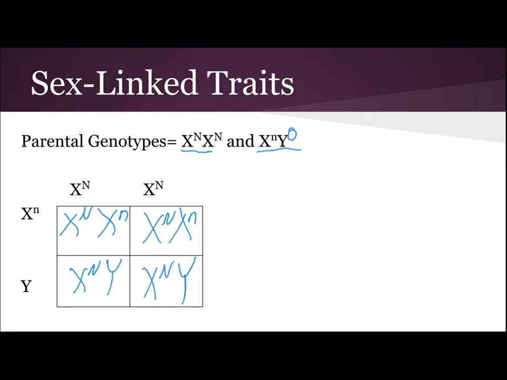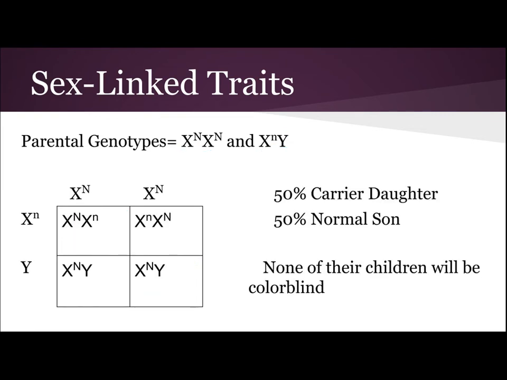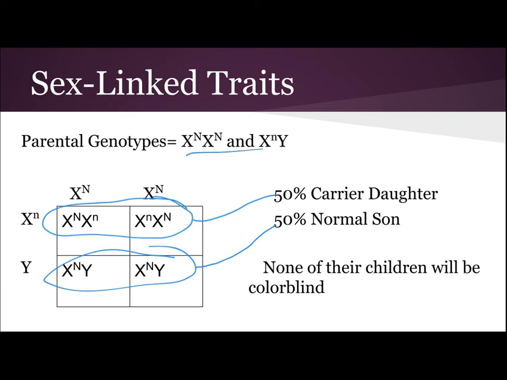And we get this. So going through these, we see that these are the females and these are the males. So we have 50% daughter who is a carrier, but she's not colorblind. And then we have 50% a son who has totally normal vision. So in this particular cross, none of their children will be colorblind.